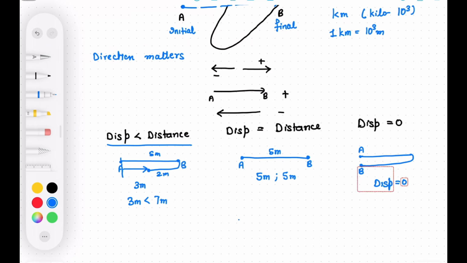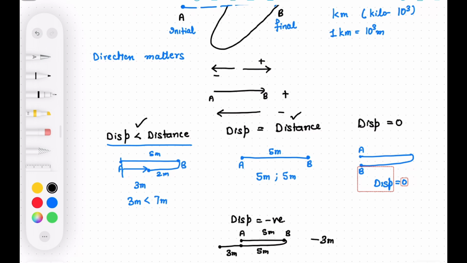Can my displacement be negative? Yes, my displacement can be negative. For an example, I moved from point A to B. I traveled 5 meters. I come back to point A, so traveled 5 more meters, and then I moved in the backward direction. Let's just say it is 3 meters. So in this case, my displacement is minus 3 meters. So I have a displacement less than distance.